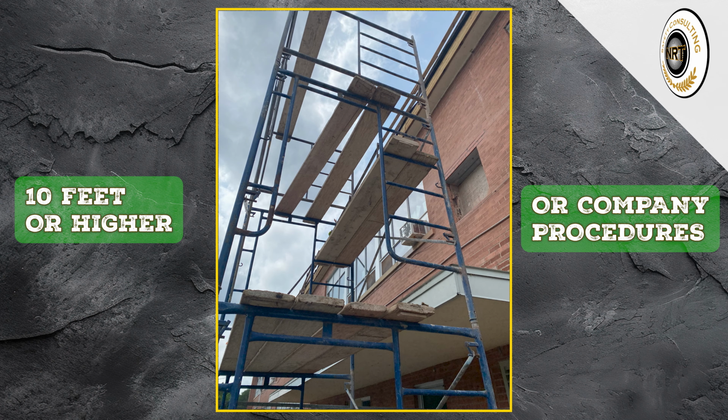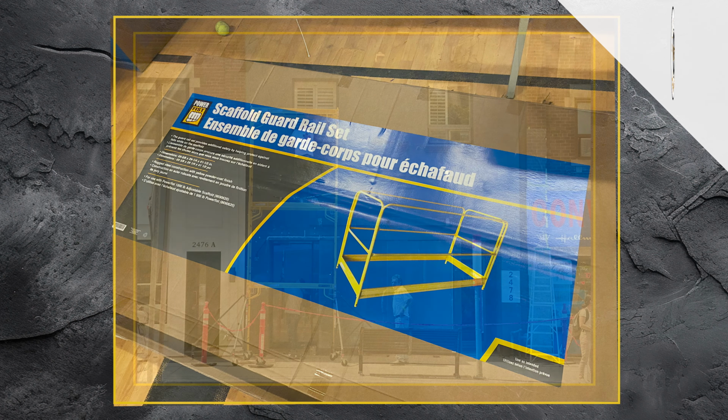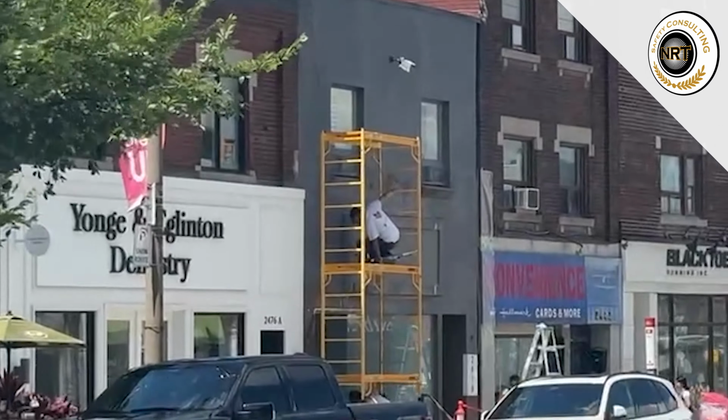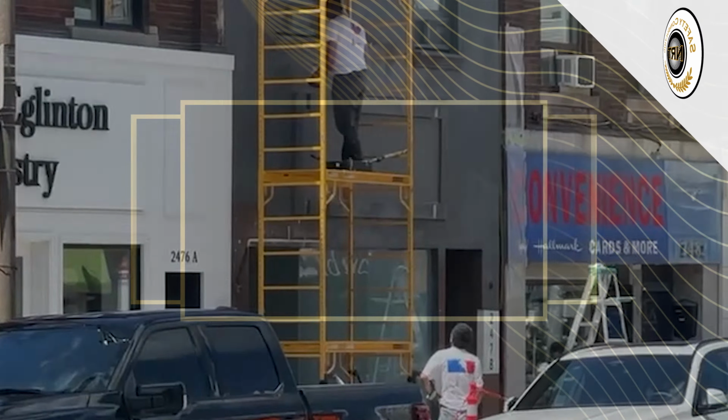If the rolling scaffold is higher than 10 feet, a suitable guardrail system shall be used and appropriate methods of fall protection shall be in place.